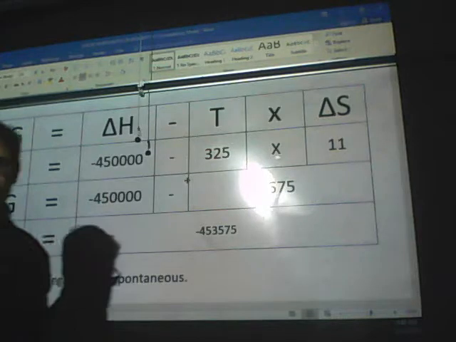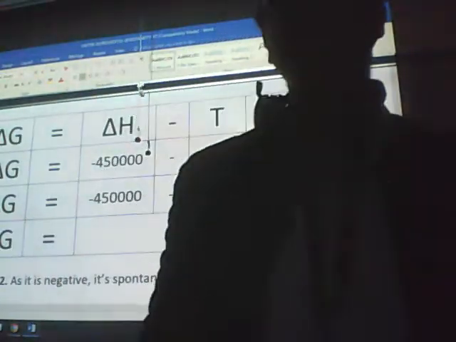So now you can do the rest. It's pretty much the same, just one calculation.